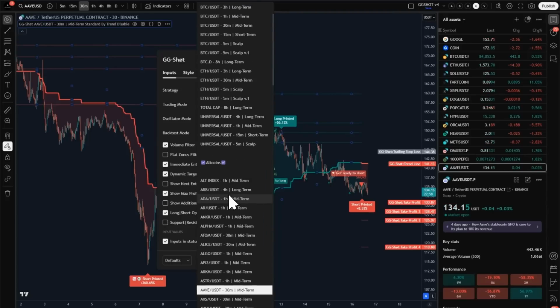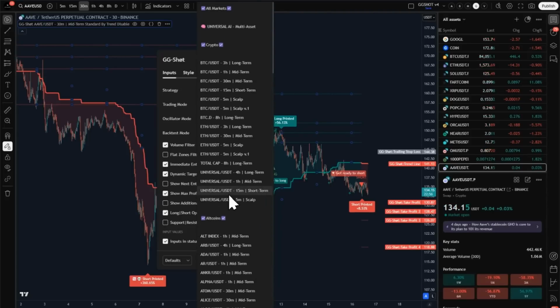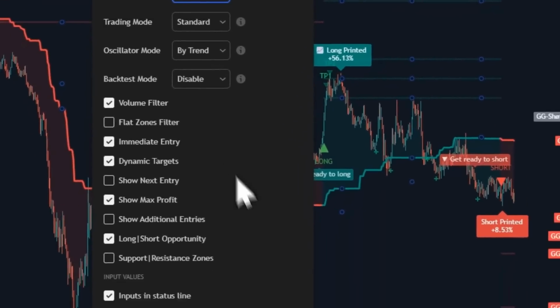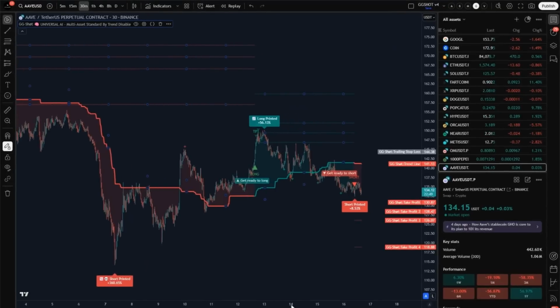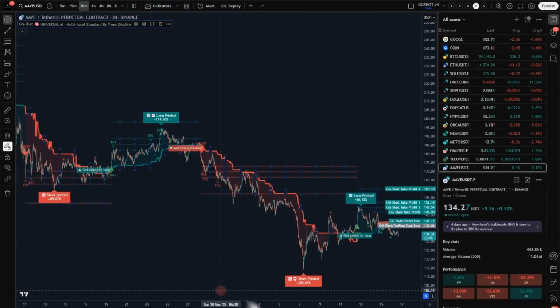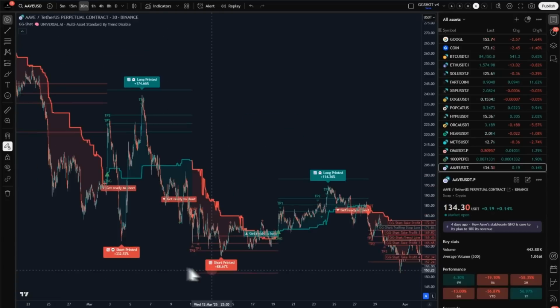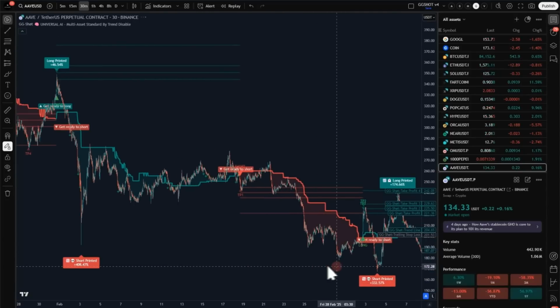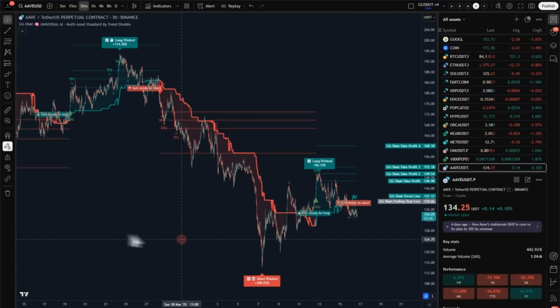If the asset you're trading isn't on the list, no problem. You can simply activate the universal AI strategy, which adapts to any market, any pair, and any time frame in real time. It dynamically adjusts filters, TP and SL parameters in trading logic based on current volatility and trend structure. Let's turn it on and see how it performs across different pairs and timeframes.